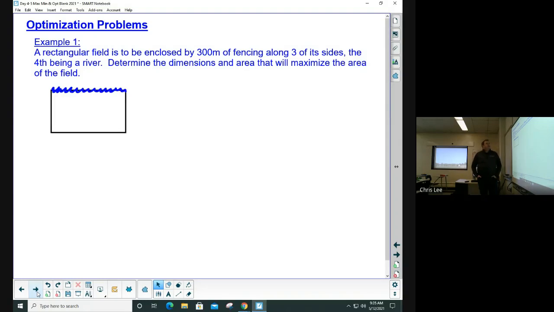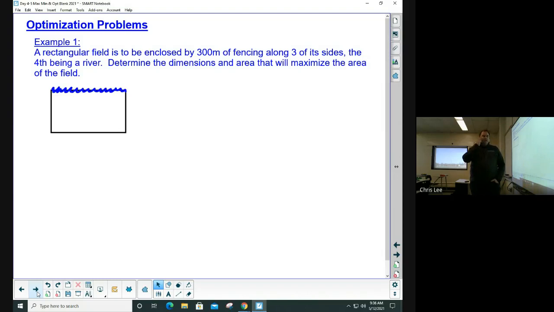It's talking about a rectangular field that is to be enclosed by 300 meters of fencing along 3 sides. The fourth is a river, so you don't need a fence on the river. Determine the dimensions and area that will maximize the area of this field.